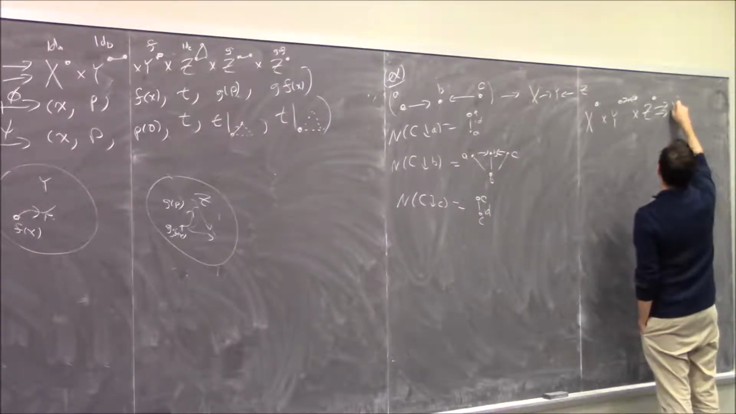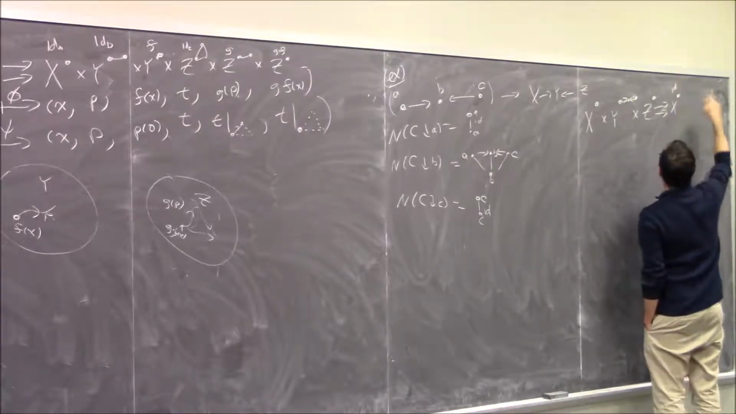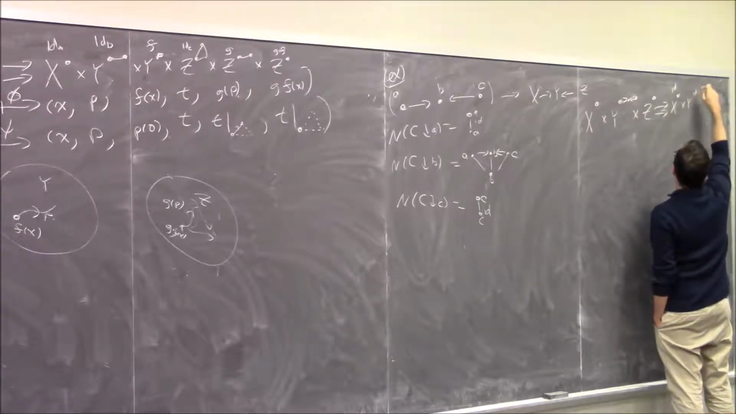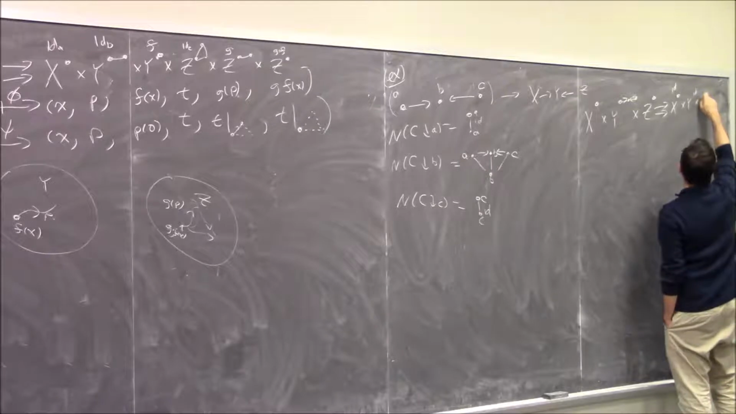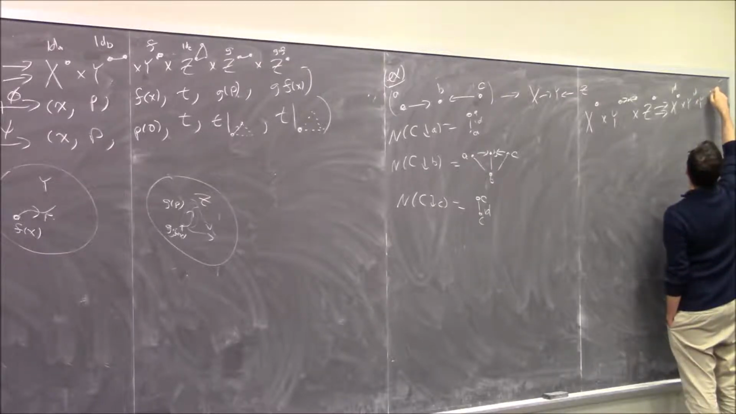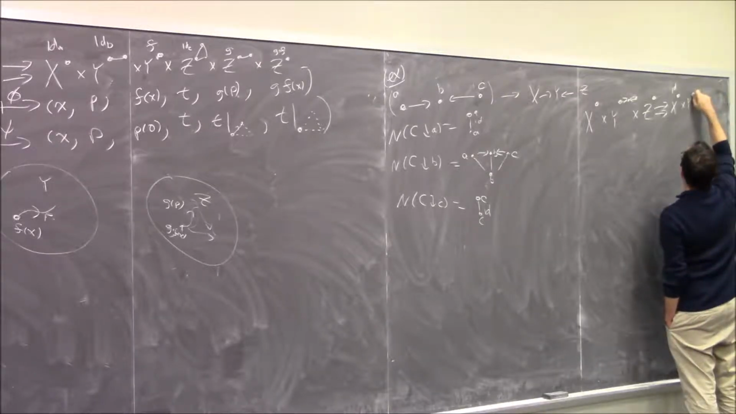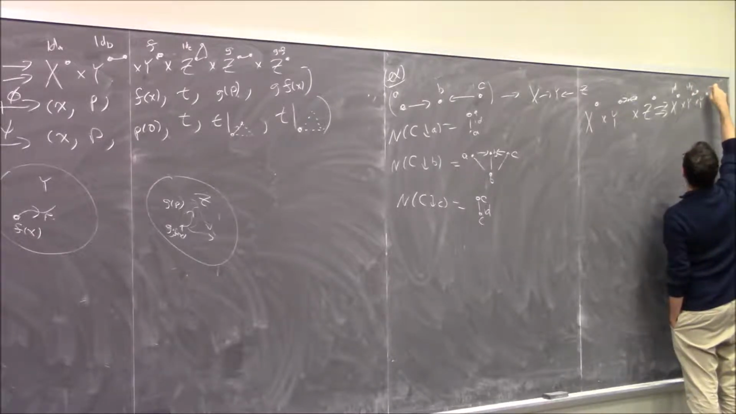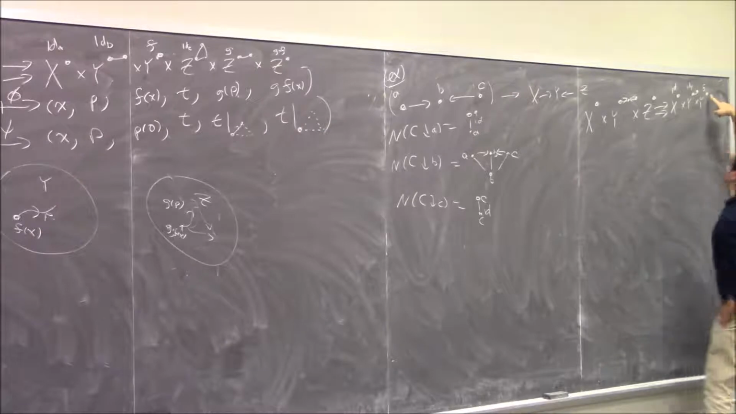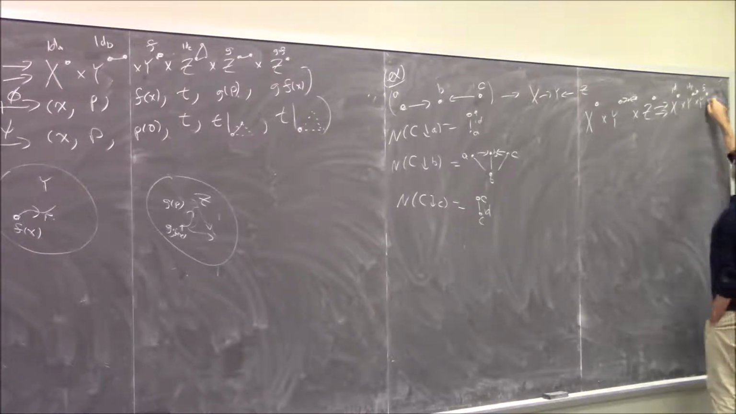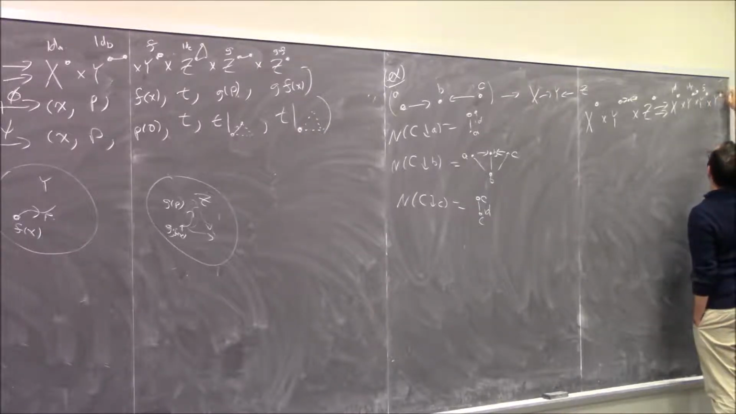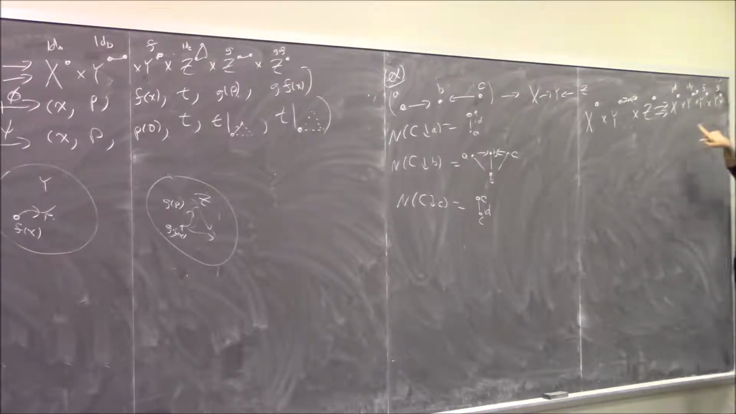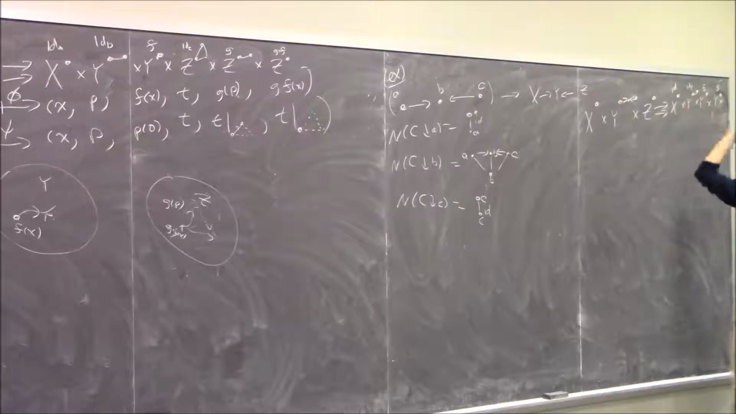I have identity on X, identity on Y. Then I have F, which gives me just points in Y. And then I also have G, which gives me points in Y. And I'm running out of space, but that's just the identity on Z. That won't give me anything.